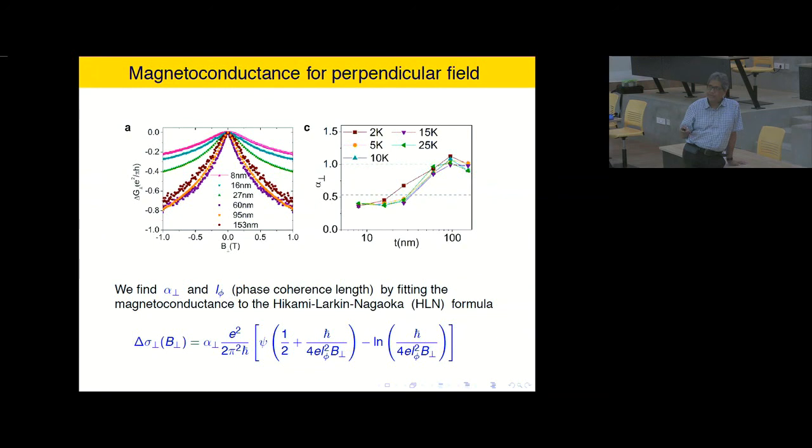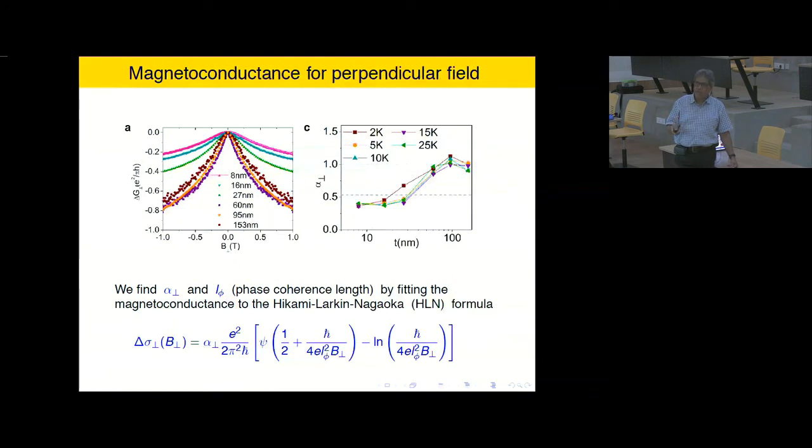So by fitting this, you get this alpha perpendicular to be of this form as a function of the thickness. So you can see that for very thin films, it's about 0.5. For very thick films, it's around 1. And the dependence on the temperature is not very large, but there's a strong dependence with the film thickness.